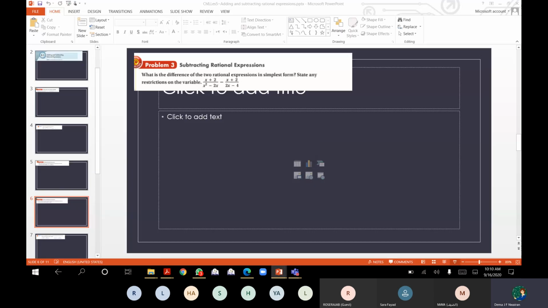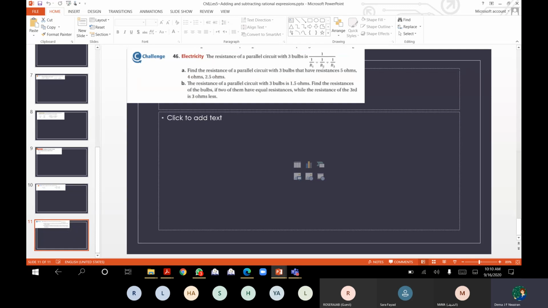Because of that, I just want you to know that if you have a circuit with three parallel resistances, the resistance R will be 1 over (1 over R1 plus 1 over R2 plus 1 over R3).